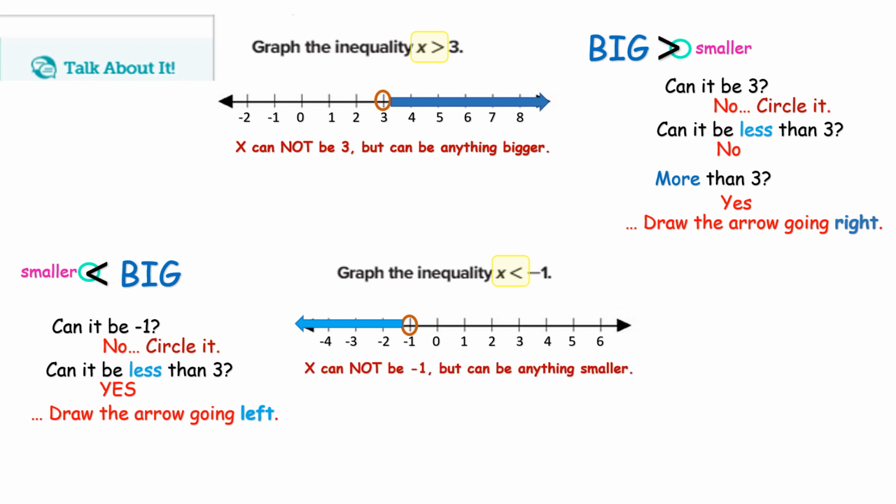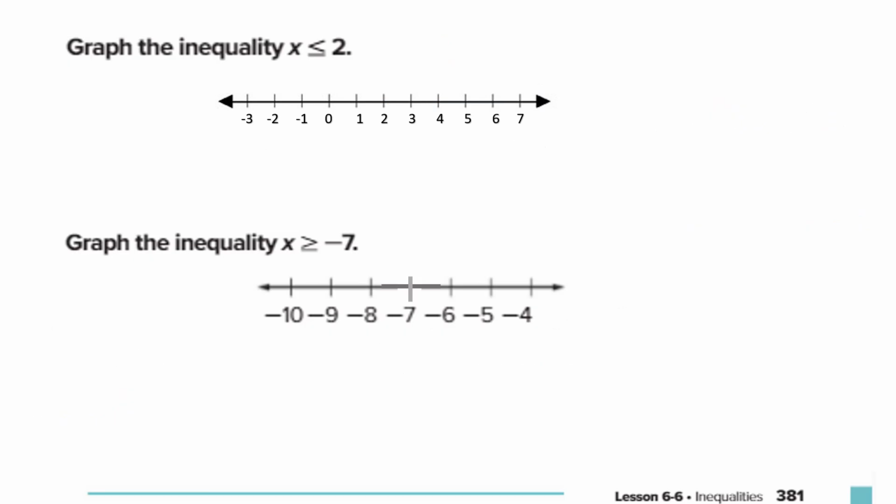So when I look at what this is telling me, I know that x cannot be equal to -1 because it's just circled, but it can be anything smaller than -1. And those numbers, once again, would go on forever. All right, so let's go through these two.